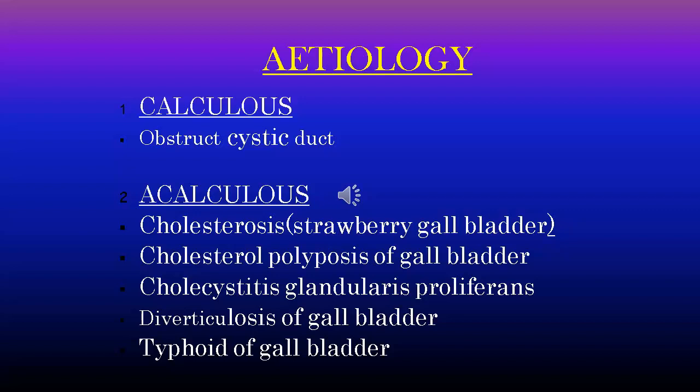Acalculous cholecystitis is inflammation of the gallbladder where we could not find a calculus in the gallbladder. It occurs, for example, in the strawberry gallbladder, when cholesterol deposits in the mucosa of the gallbladder, sometimes causing polyps in the mucosa. Cholecystitis glandularis proliferans is diverticulosis, an outpouching in the wall of the gallbladder, and this causes stasis in these pouches, which leads to inflammation. Also, in patients with typhoid fever, the organism is found in the gallbladder and causes chronic cholecystitis.